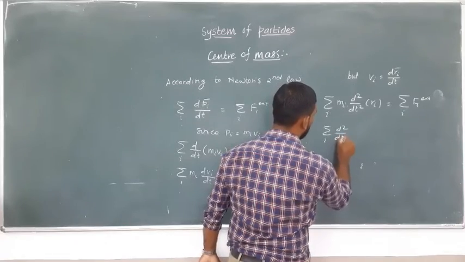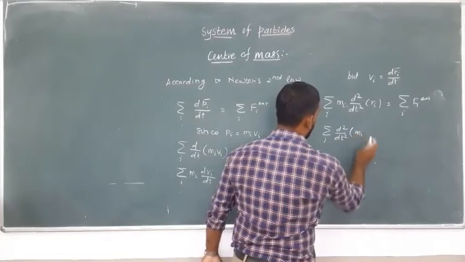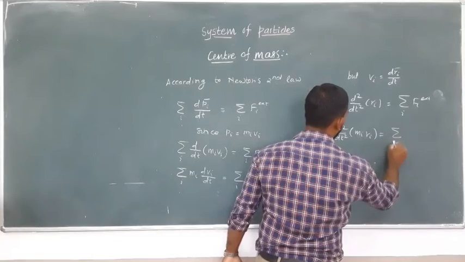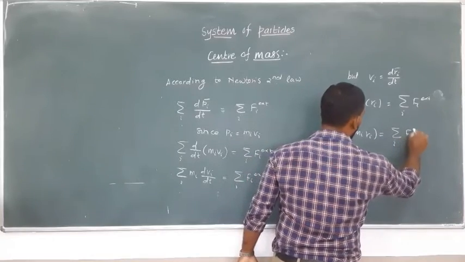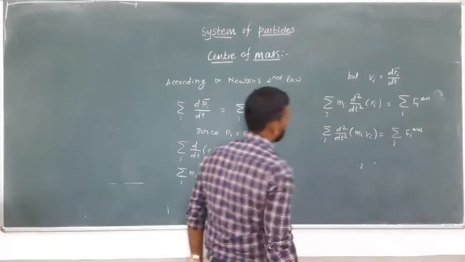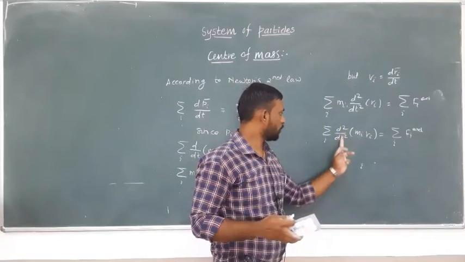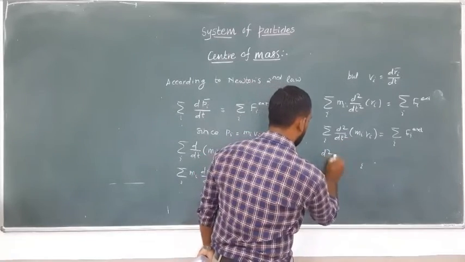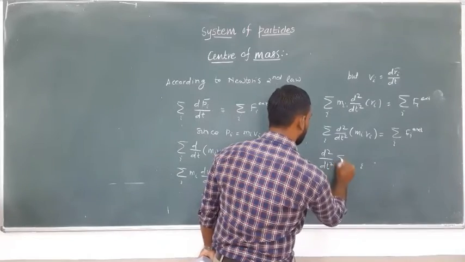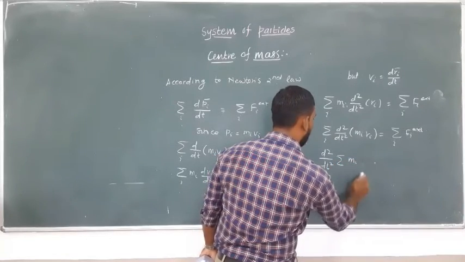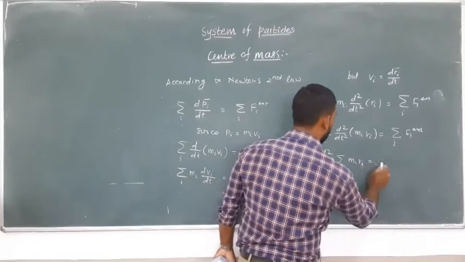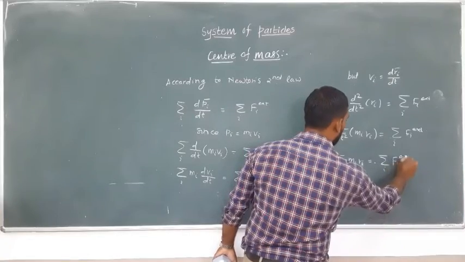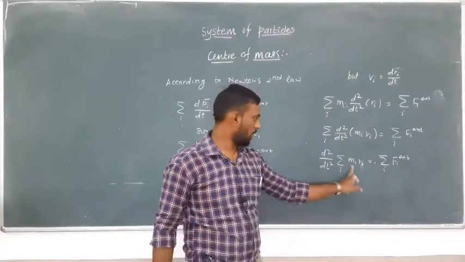d2 by dt square m_i R_i is equal to summation over i, F_i external. So can I write this d2 by dt square outside the summation? So d2 by dt square summation over m_i R_i is equal to F_i external. Look at this value, summation over i runs from m_i R_i.